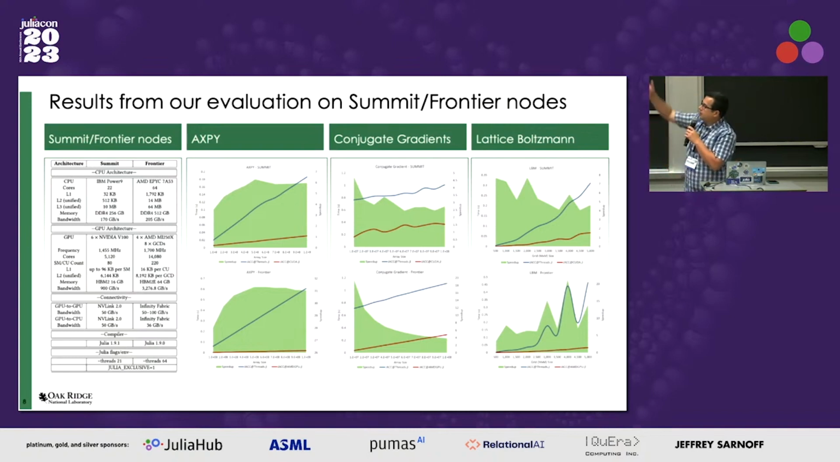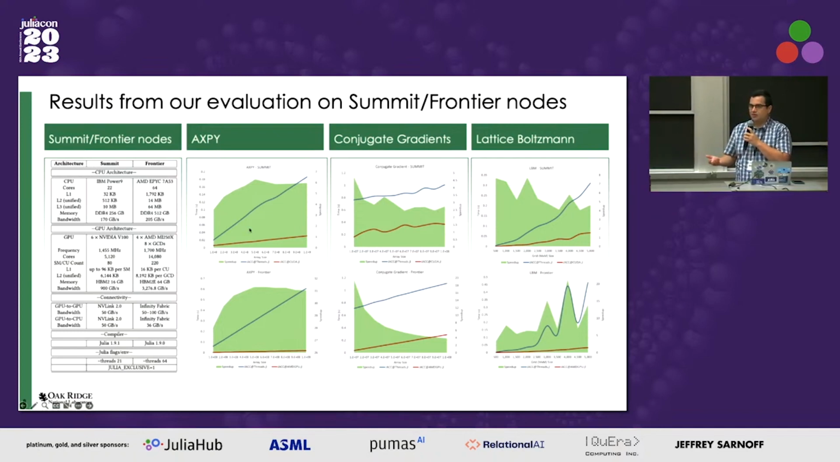So we have results. Here are the characteristics of Summit and Frontier. They both have GPUs. Summit is powered by NVIDIA V100s. Frontier has the latest MI250X GPUs by AMD. And here, what we're trying to look at is, okay, this is not adding much overhead. This is a very lightweight layer on top of the wonderful backends you have put together, right?